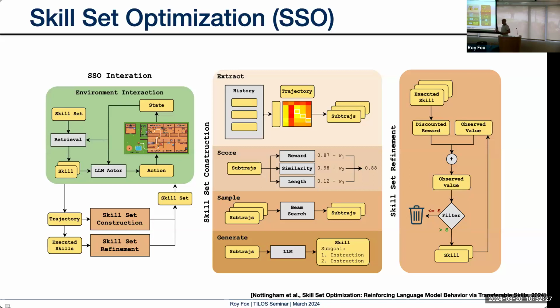Now, once we have that skill set, what we can do is refine it. It's too easy for not so useful skills to make it into that skill set. So let's take them out. We just see that they were not really used in high value trajectories, and so we throw them out and make room for others.